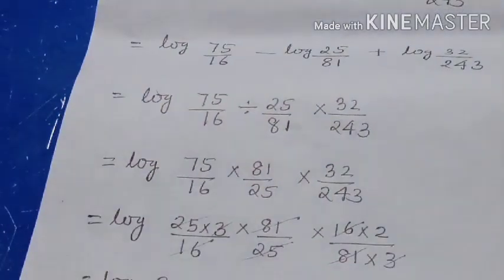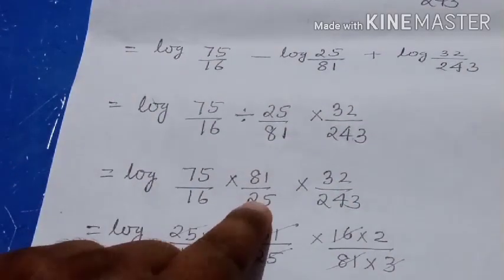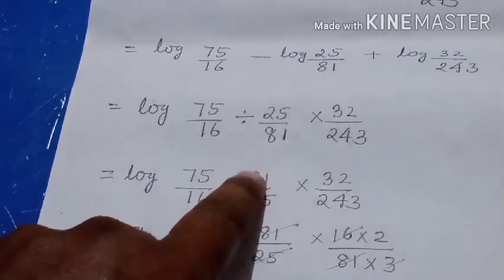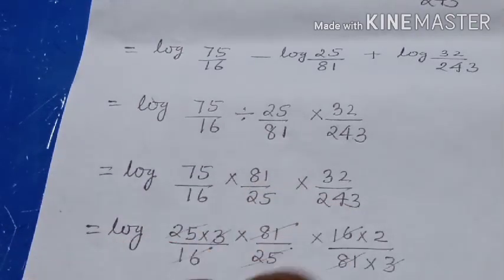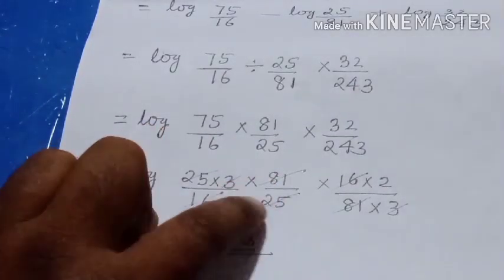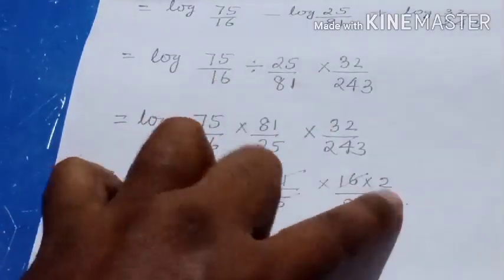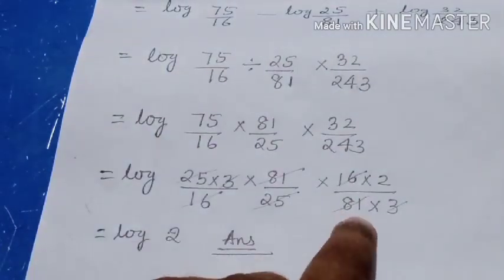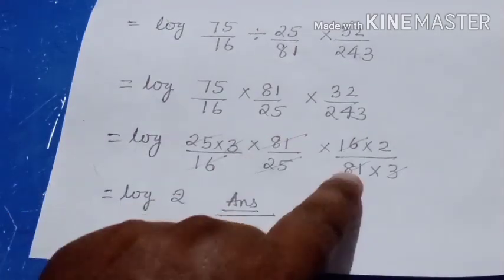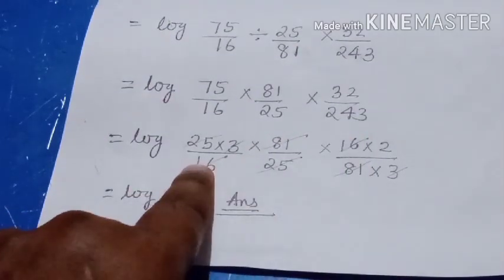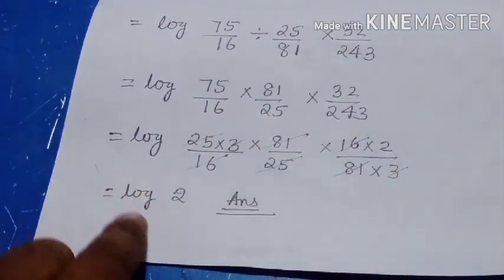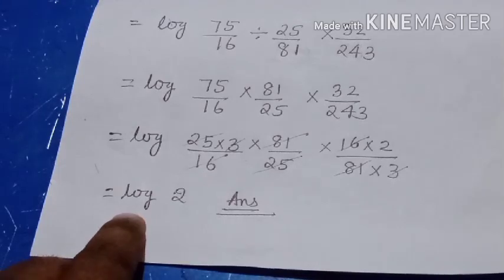So now we are going to cancel. You will find that this 25 can divide 75, this 32 can be divided by 16, and this 81 can divide 243. So 75 I have written as 25 into 3 by 16, 81 as usual, this one as usual, 32 I have written as 16 into 2, and 243 can be written as 81 into 3. So 25 is going to cancel with this 25, 81 cancels this 81, and 16 cancels the 16. So what is left? Log 2 here. Nothing is left except that. So your answer is log 2.